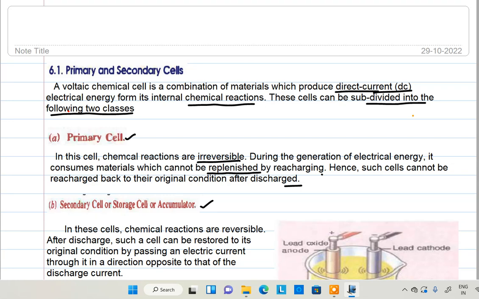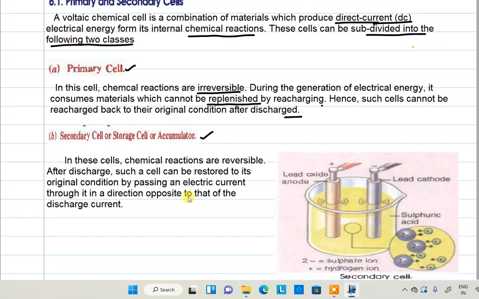Coming to the secondary cell, it is easy to remember. Whenever cells are rechargeable, you call them secondary cells. That means you can use them again and again repeatedly. The chemical reaction is reversible here, not irreversible, reversible. So these cells are also called storage cells. A secondary cell is also called a storage cell or accumulator. In this cell, chemical reactions are reversible.